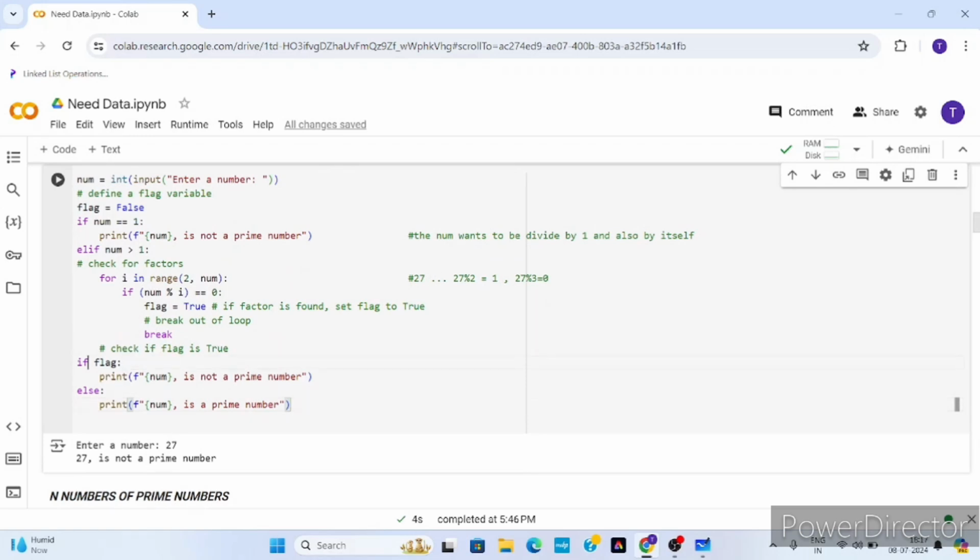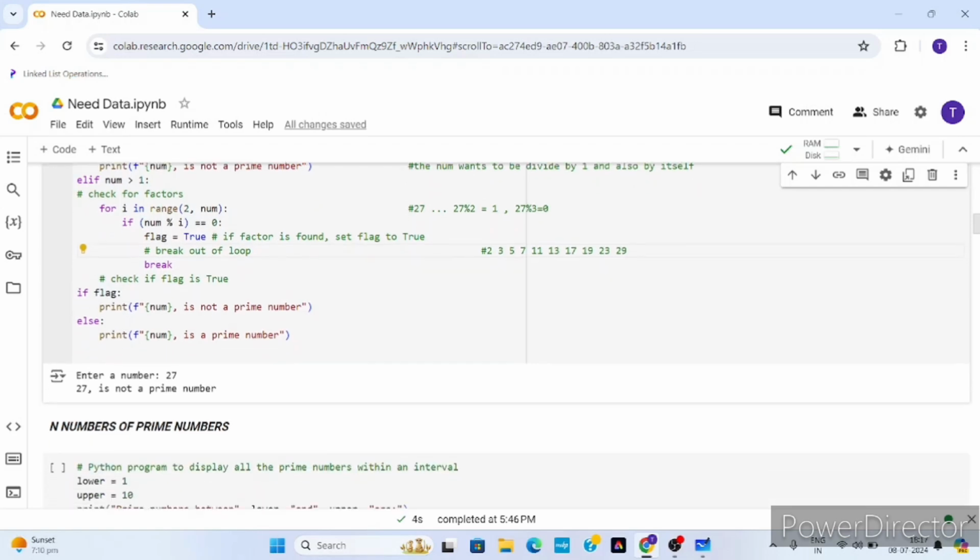If the flag value is true, the print function says the number is not a prime number. So my number is 27, and 27 is not a prime number. We know that the prime numbers are 2, 3, 5, 7, 11, 13, 17, 19, 23, 29. So 27 is not a prime number. You are getting the correct output.